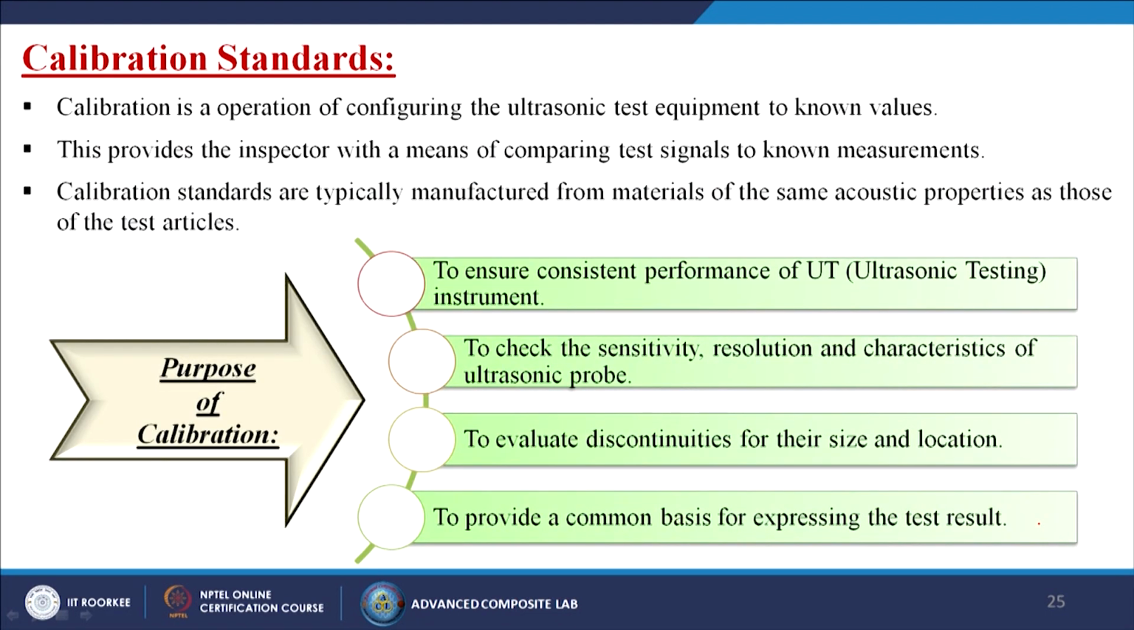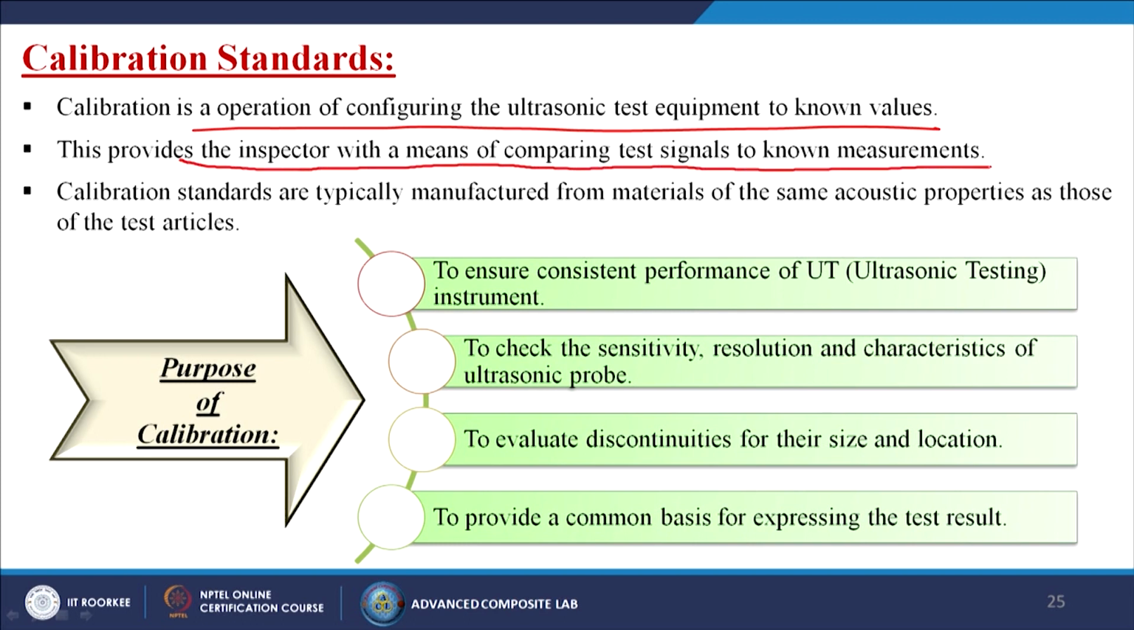Next, calibration standards. Calibration is the operation of configuring the ultrasonic test equipment to known values. This provides the inspector with a means of comparing test signals to known measurements. Calibration standards are typically manufactured from materials of the same acoustic properties as those of the test articles.